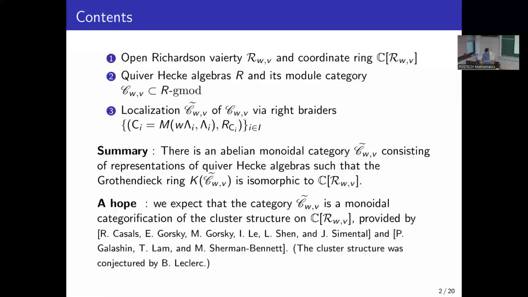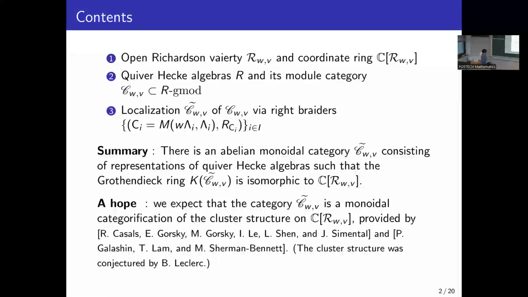And the hope for future study is the following, for experts. We expect that this category is a monoidal categorification of the cluster structure on this coordinate ring. I do not talk about the cluster algebra structure in today's talk. But anyway, this coordinate ring is not only a commutative ring, it has a very nice structure, the so-called cluster algebra structure. This cluster algebra structure can be understood via the monoidal category we constructed. This is our hope. There is a program, the so-called monoidal categorification of cluster algebras, and we expect that our category will give an answer to the problem of monoidal categorification of the cluster algebra structures.